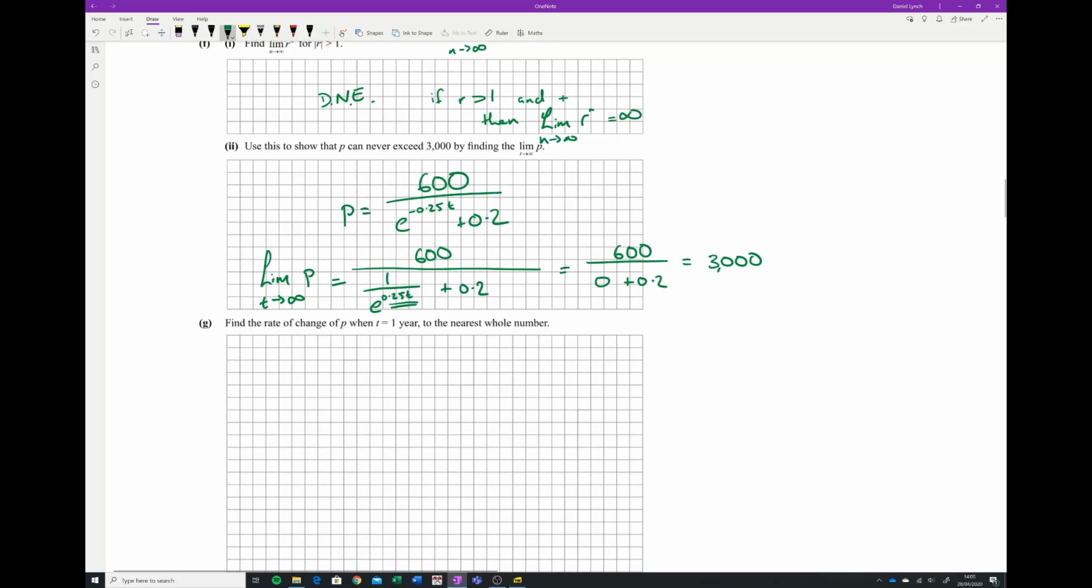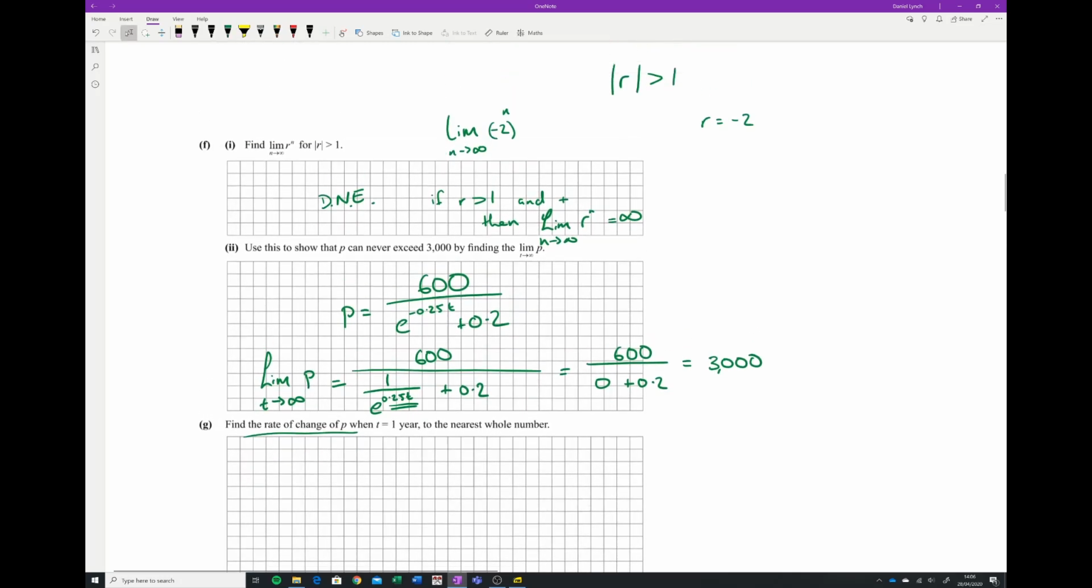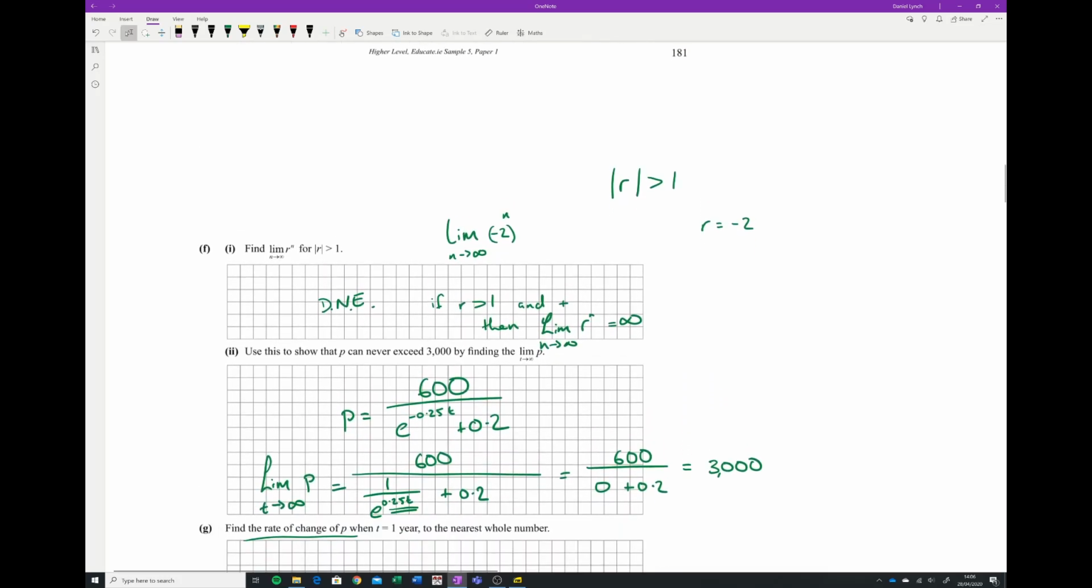Right. Find the rate of change. Like I said, there's only so many things that they can ask you about this. So in this case, they're asking you for rate of change when t is equal to 1. Rate of change, anytime you see that, we're talking about f dash of x, or in this case f dash of t, or dy dx, or whatever you want to call it. And after that, you let t equal to 1. Do not do it before that, do it after that, and find it to the nearest whole number.